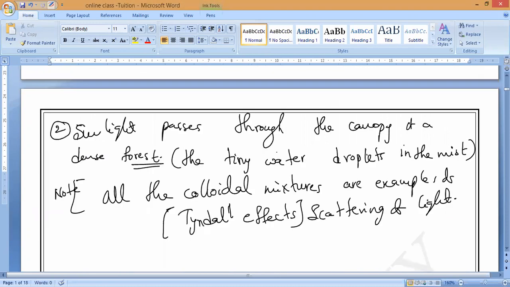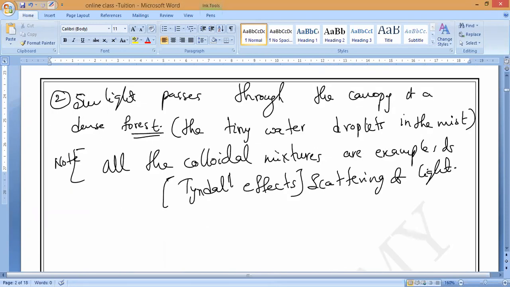Do you understand? So that is the first one, and this is the second one. Like that, so many examples you can take, like milk. In Class 9th, you studied examples of colloidal substances. All the colloidal substances are examples of this Tyndall effect only. Everything scatters the beam of light.